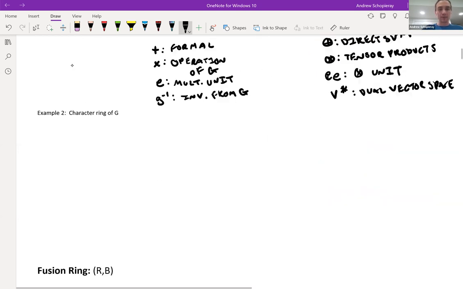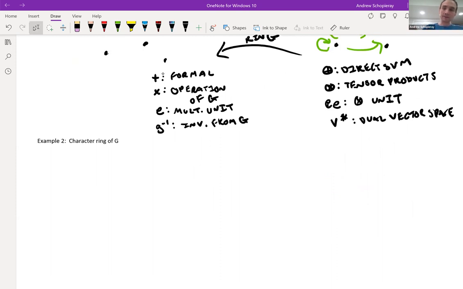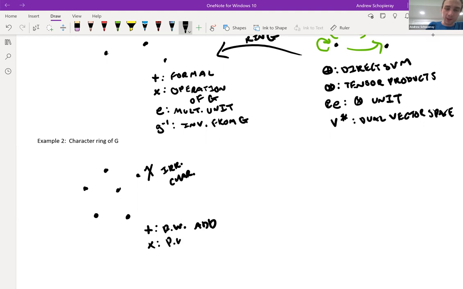So another example is the character ring for our finite group G. You can think of this as composed of our irreducible characters, maybe I call them chi, which form a basis for the space of class functions, et cetera, what we learn as undergraduates. And these irreducible characters have all of the structures that our integral group ring had. I have a sum, which in this case is pointwise addition of these functions. I have a multiplication, which is pointwise multiplication of these functions.